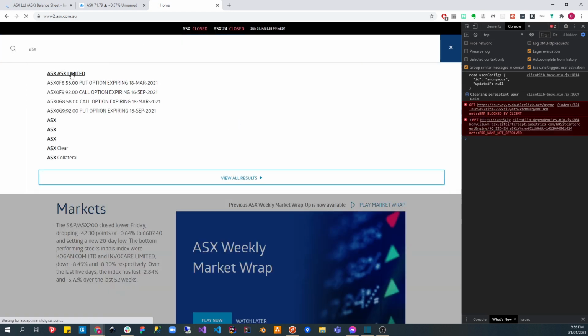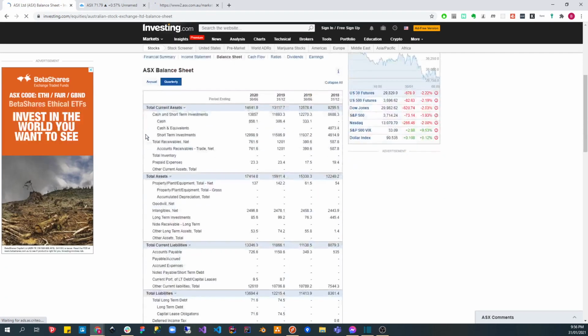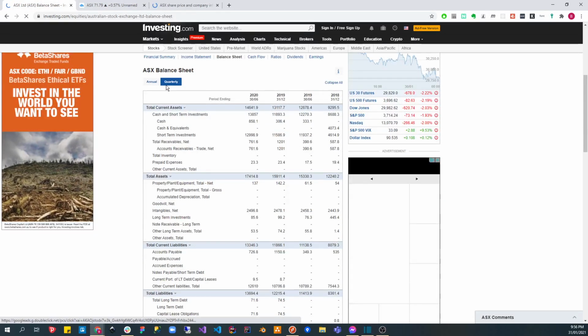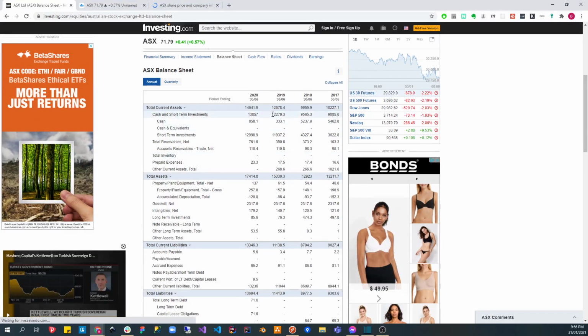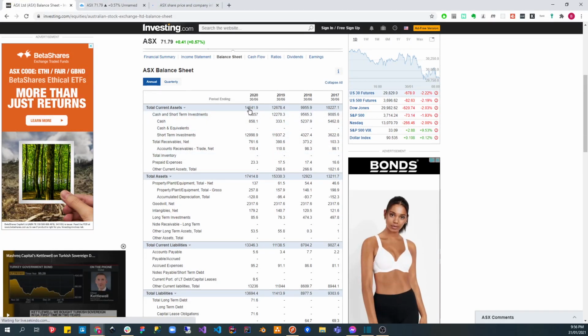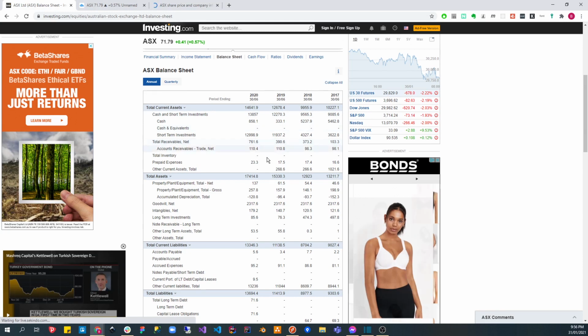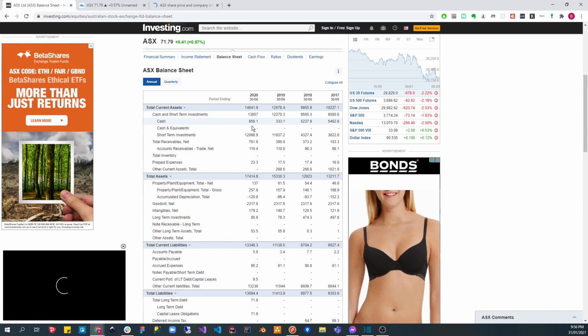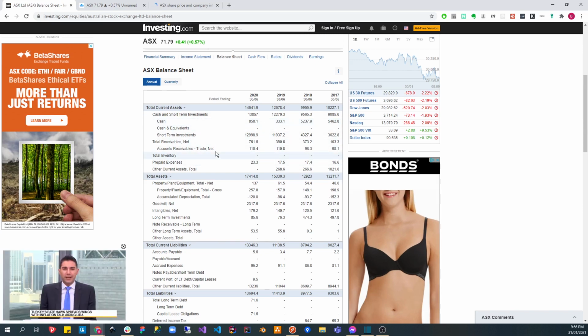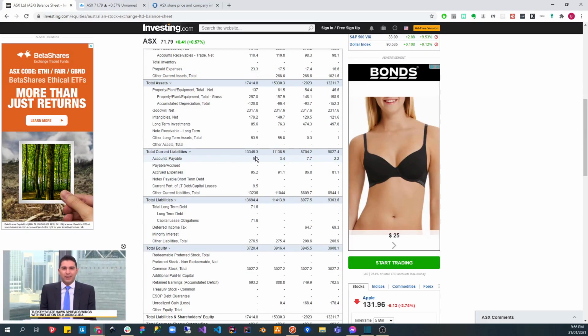Internet is not doing well. There you go. Cool. And annual. Current assets gone up by, what's that? $2 billion. Total assets gone up also. Let's see, cash. So they wouldn't have any inventory because they wouldn't hold any inventory. Cash. Current liabilities gone up also.